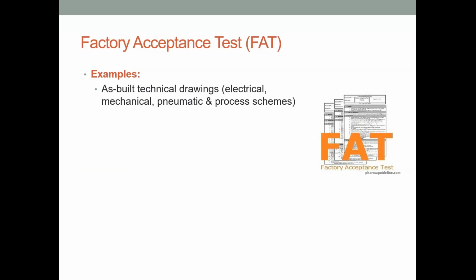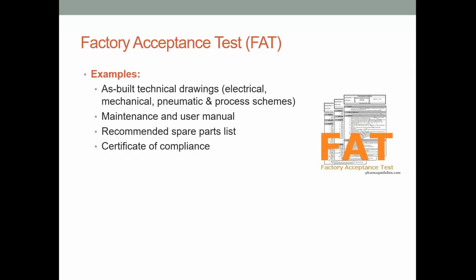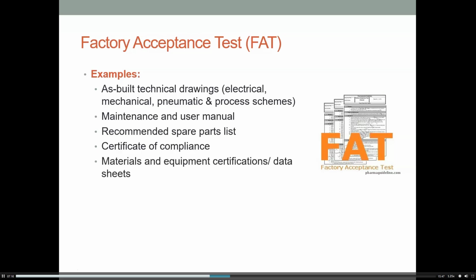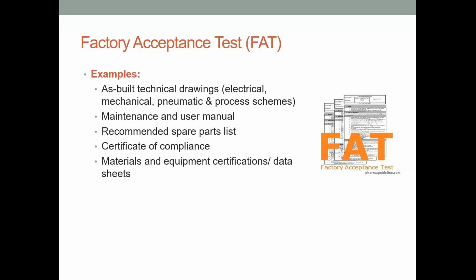Examples of your factory acceptance tests then. So what you might check: your as-built technical drawings, the electrical, mechanical, pneumatic and process schemes. The maintenance and the user manual, they'd be reviewed. Recommended spare parts list. Certificate of compliance. Materials and equipment certifications. So the steels would need to be made of a certain grade and you'd need certifications for all of those, and your data sheets if you have any chemicals.